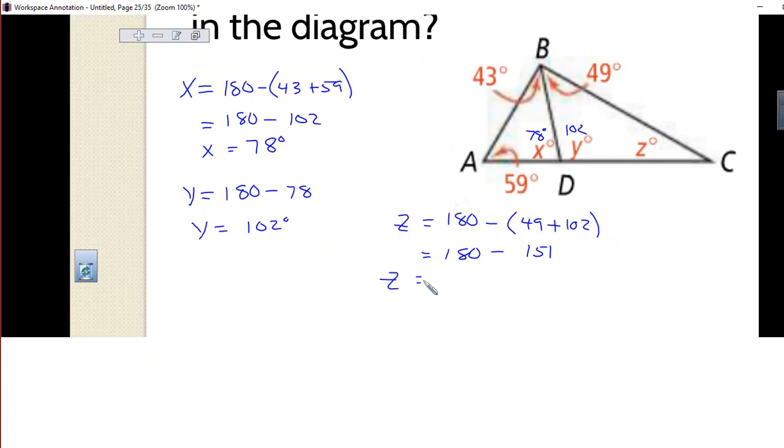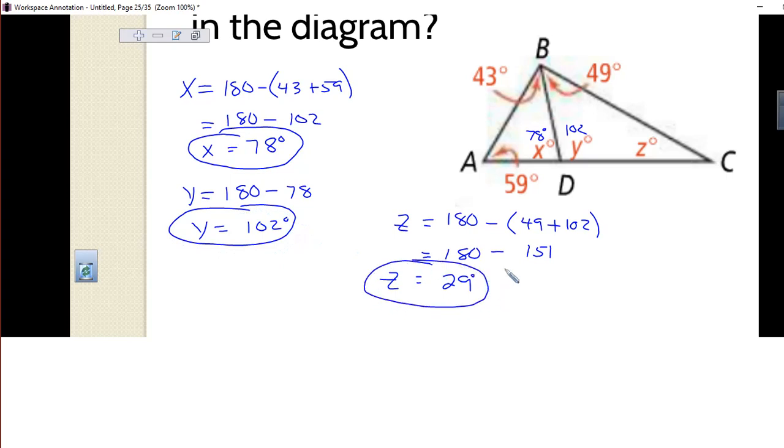And z is going to be equal to 29. So x is 78, y is 102, and z is 29. And then we found all our three missing variables. You can always go back and double check to make sure everything adds up to 180. This triangle equals 180, this triangle should equal 180, and the entire triangle should equal 180.